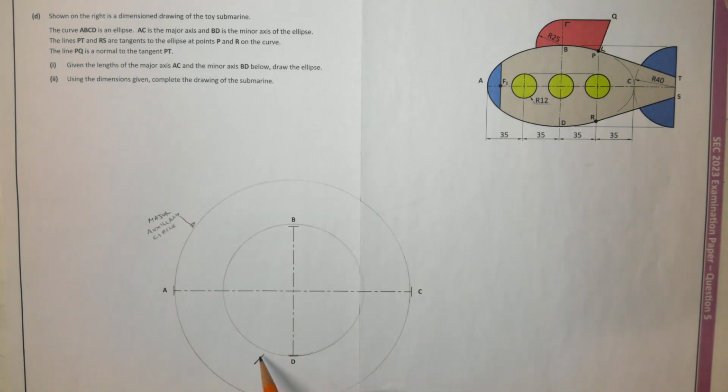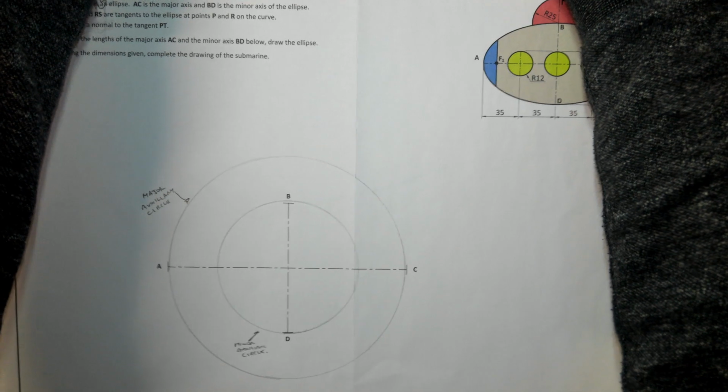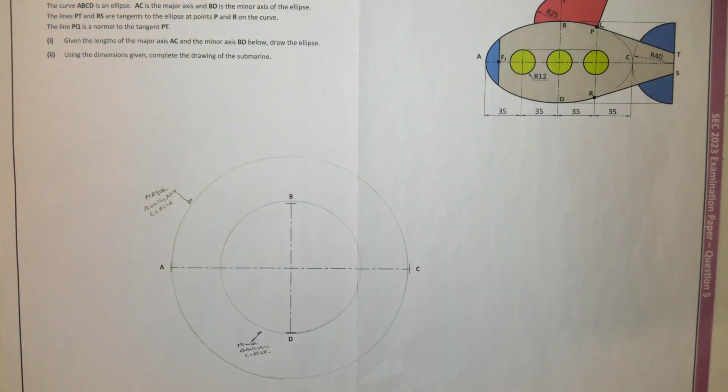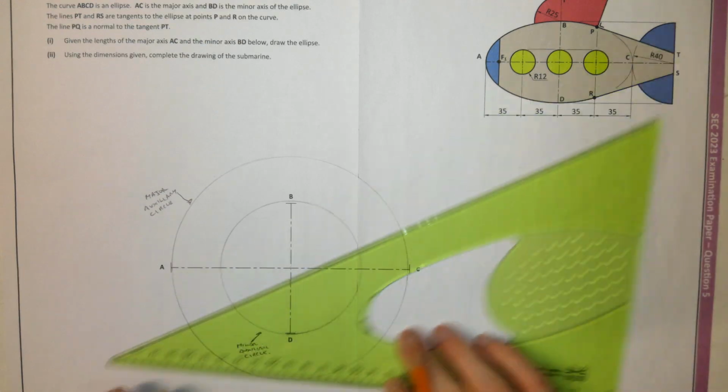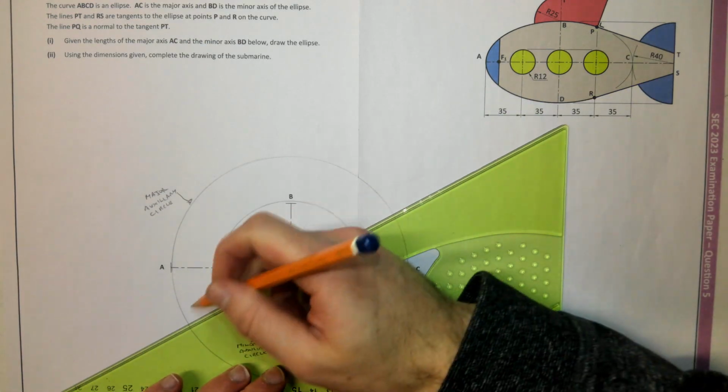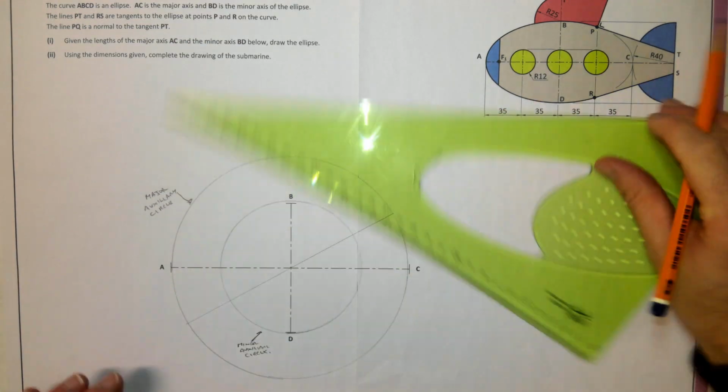And down here we have our minor auxiliary circle. So after that then we're going to divide our circle into 12 equal parts to get our points, just like we would have done in class.